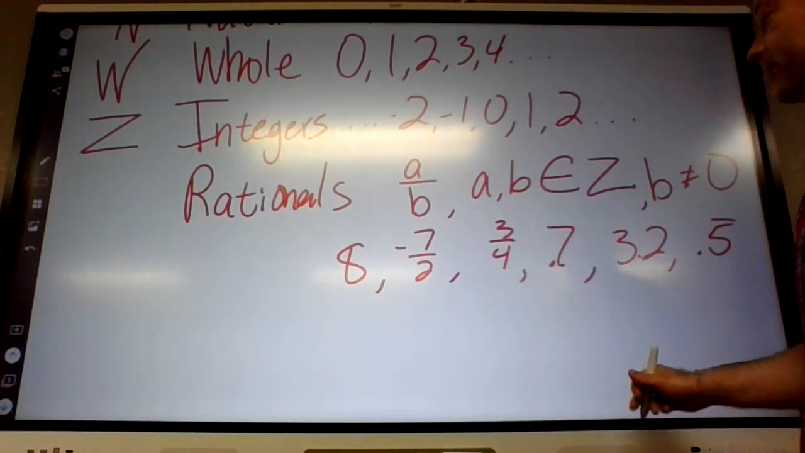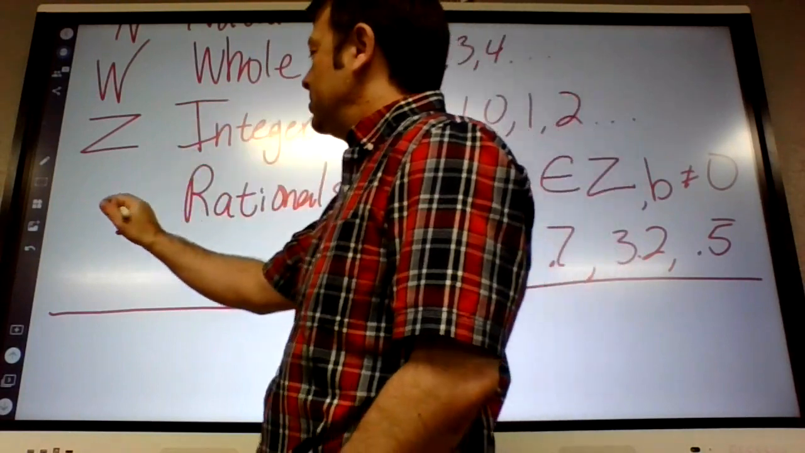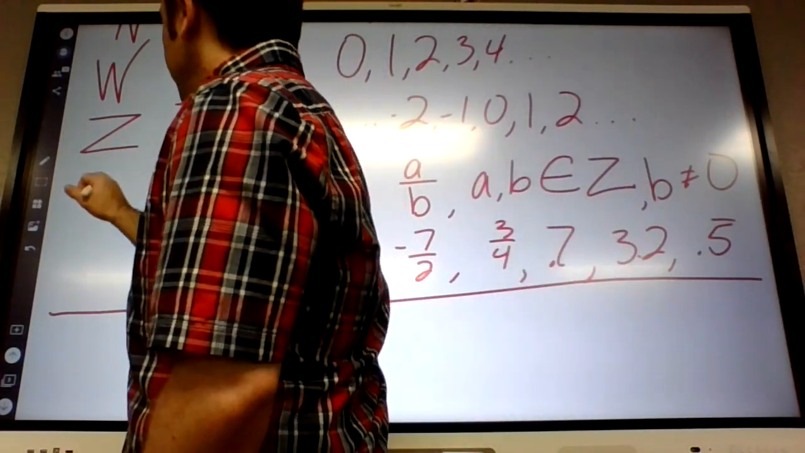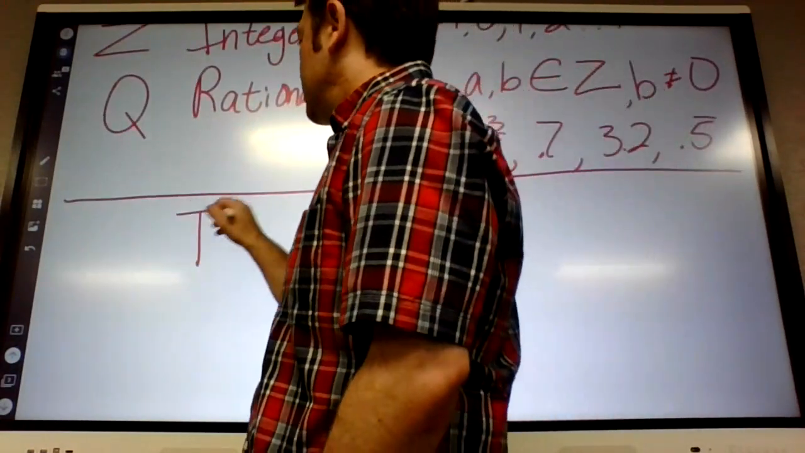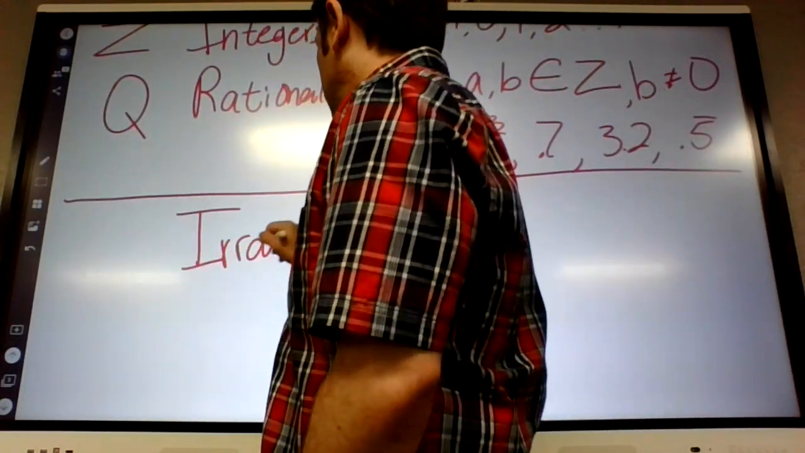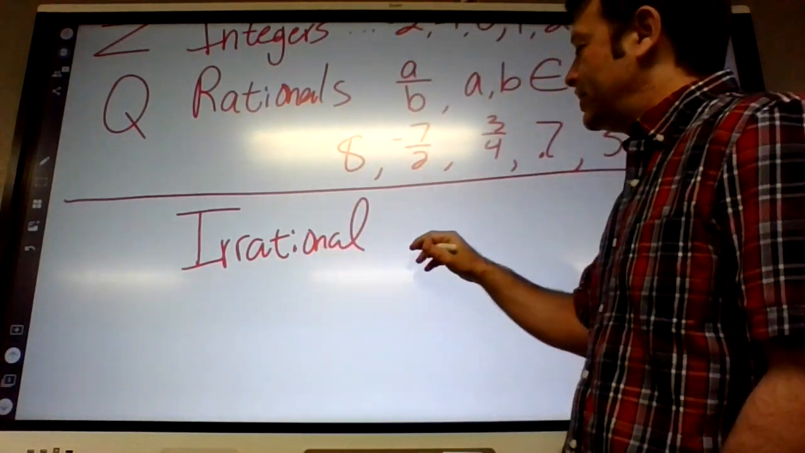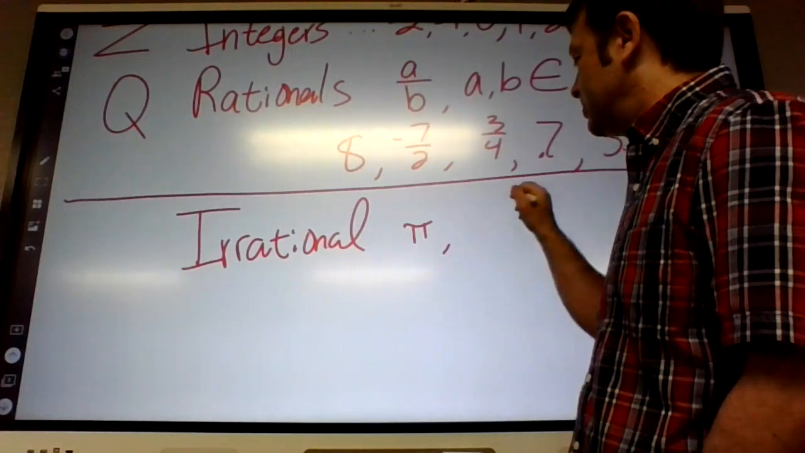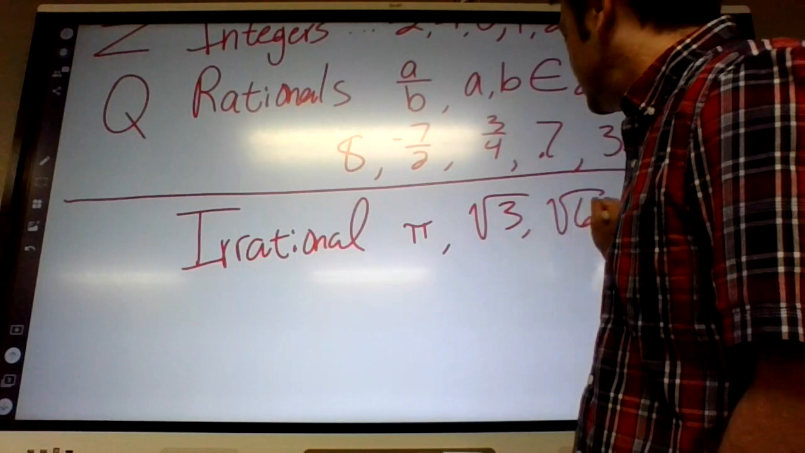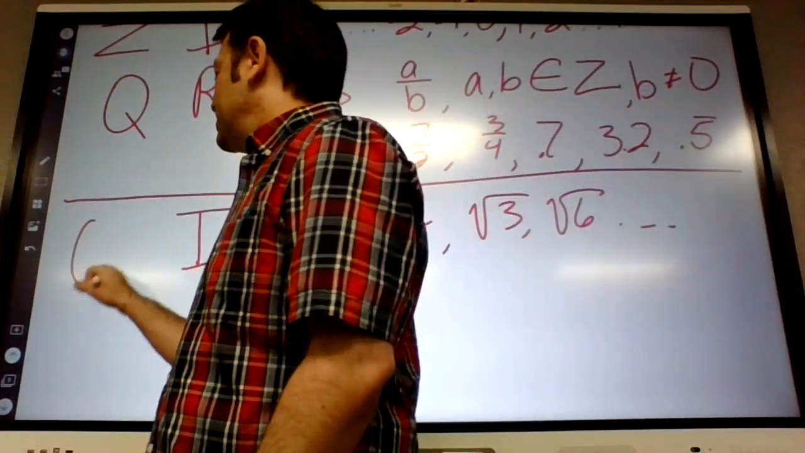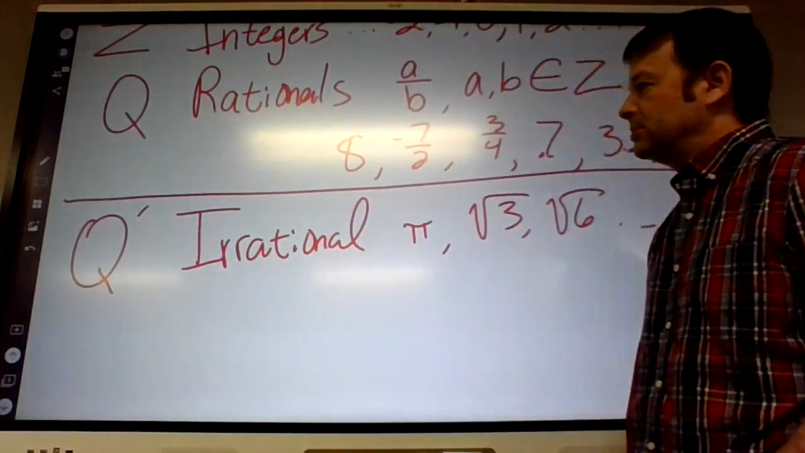Anyway, rationals are almost everything. Everything above this line is rational, including integers and whole numbers and natural. And Q is rational. And if it's not rational, it's called irrational. And there's just a few. They're infinite non-repeating decimals, such as pi. That's the most common, most popular one. Lots of square roots are irrational. And that one was called Q prime, because it's not Q, the complement of Q.